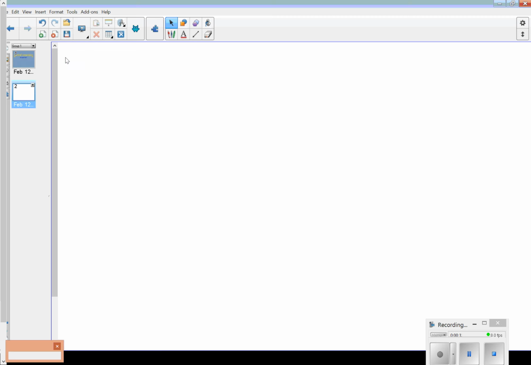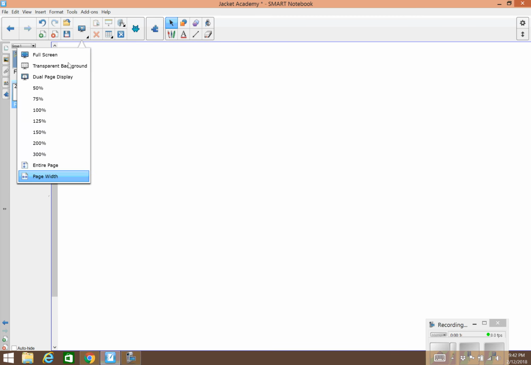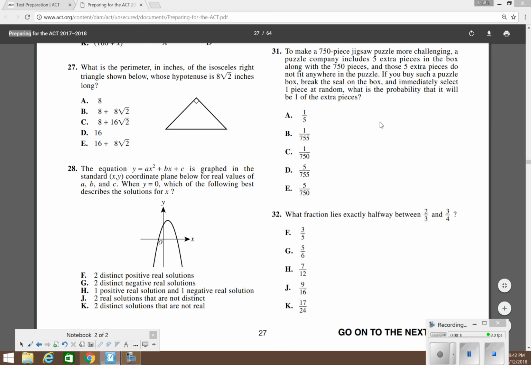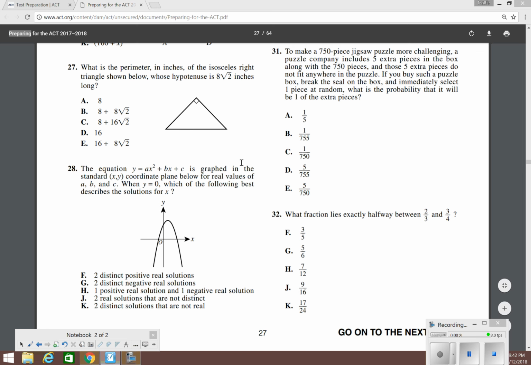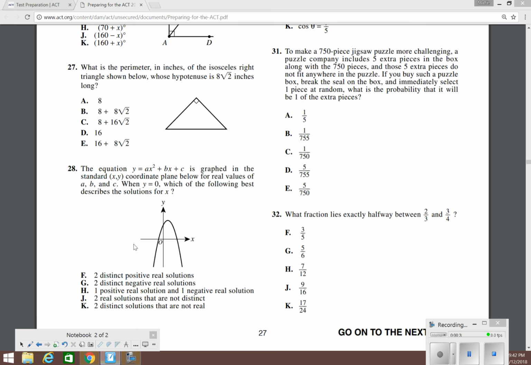So let's pick up where we left off yesterday, which was looking at number 31. It says, to make a 750-piece jigsaw puzzle more challenging, a puzzle company includes 5 extra pieces in the box along with the 750 pieces, and those 5 extra pieces do not fit anywhere in the puzzle. If you buy such a puzzle box, break the seal on the box and immediately select one piece at random, what is the probability that it will be one of the 5 extra pieces?